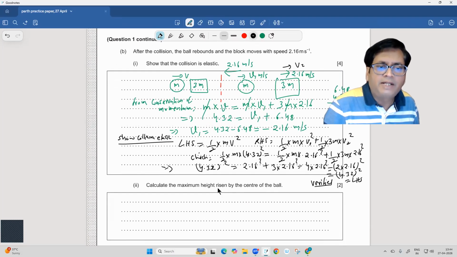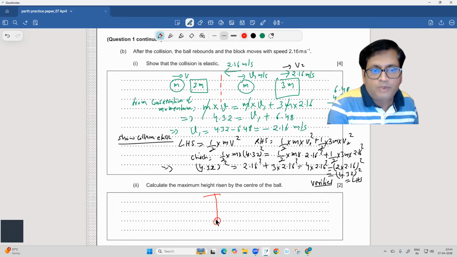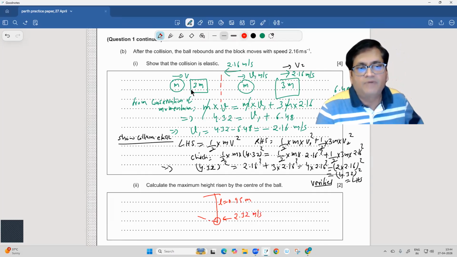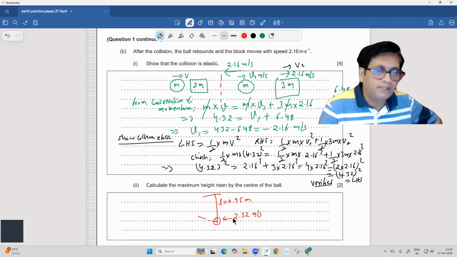कैलकुलेट द मैक्सिमम हाइट राइजन बाय द सेंटर ऑफ द बॉल। बॉल जो है कितनी ऊपर जाएगी? It is going at this, 0.95 मीटर. Now it is going like this, it was moving at 2.16 meter per second, means its speed has become half, right? Initially it was 4.32, it is now half, right? तो कितनी ऊपर तक जाएगी?